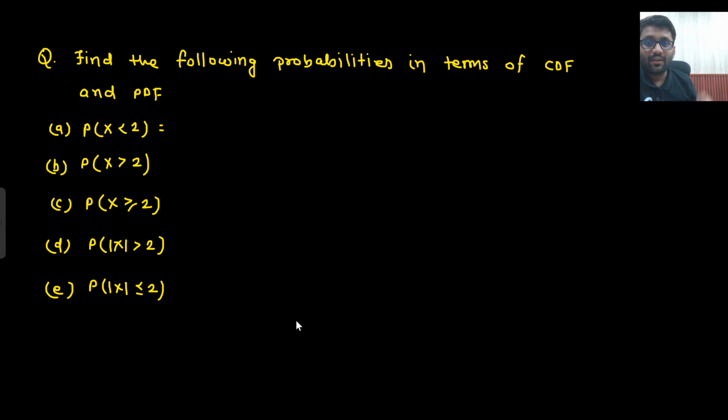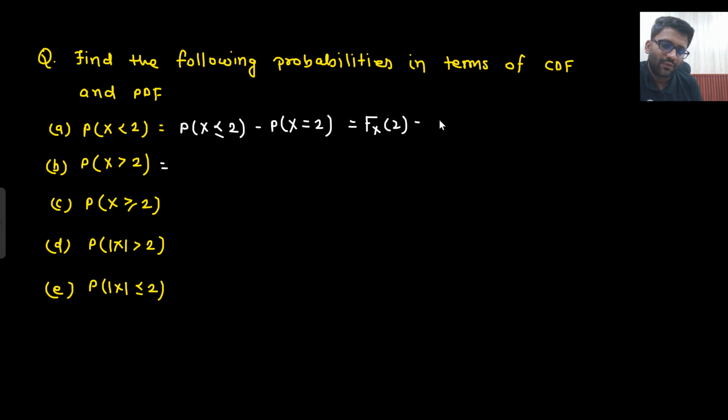Find the probability in terms of CDF and PDF. Okay, this is kind of repetition only. So how can you write it down? Probability of x less than 2 is probability of x less than or equal to 2 minus probability of x equals 2. Is that clear to you? Why am I always interested in this less than or equal to sign? Because I know that this can be converted into CDF.